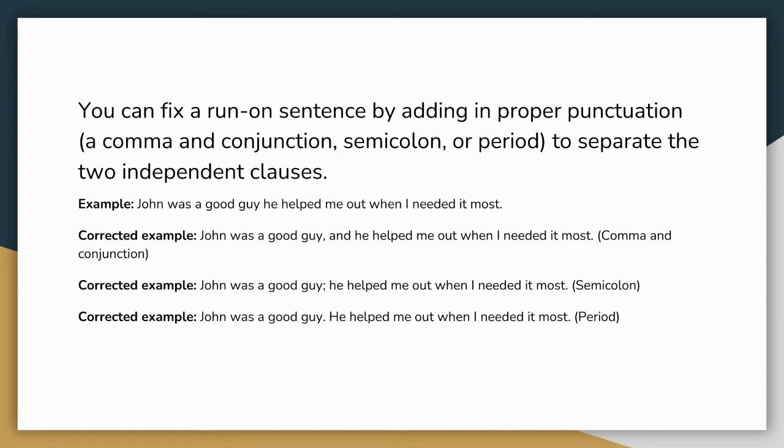And the third is the period, which is the most common one you're going to use besides the comma conjunction. John was a good guy. He helped me out when I needed it most. Keep these three things in mind when you notice run-on sentences. Most often you will use periods. Sometimes the comma conjunctions will be more helpful in fixing the run-on sentence. It just depends on how you want to break up your writing itself.